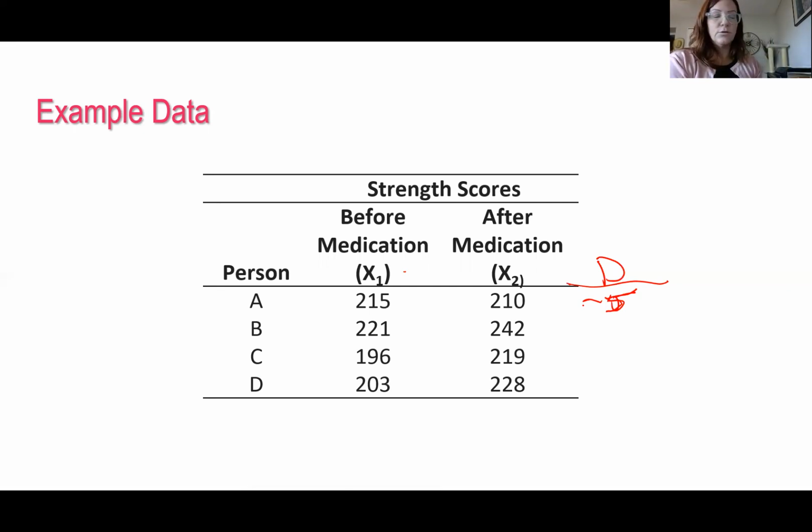So 242 minus 221 is up by 21 points. That's a positive. And then 219 minus 196 is up by 23 points. 228 minus 203 is up by 25 points. So you want to make sure that you're going the right direction, because let's say all the scores go down, but if you're showing positives on all these, then you're going to suggest that scores went up rather than going down.